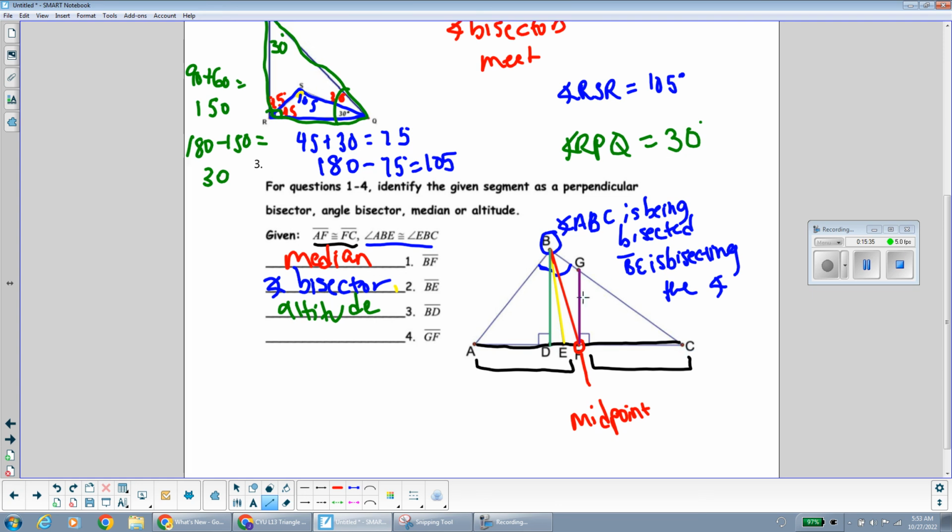So here we have a perpendicular bisector. It does two things. It forms a right angle, and it also cuts the side in half. Perpendicular bisector. Okay, moving on.